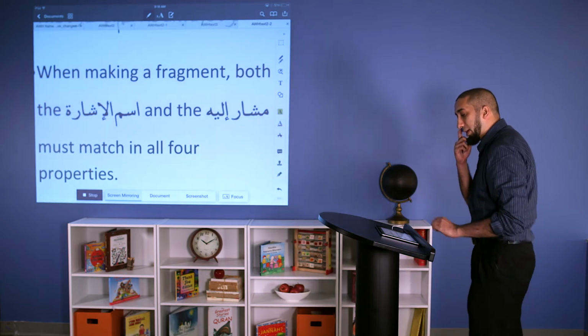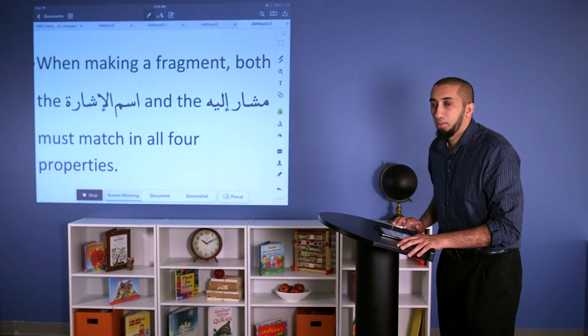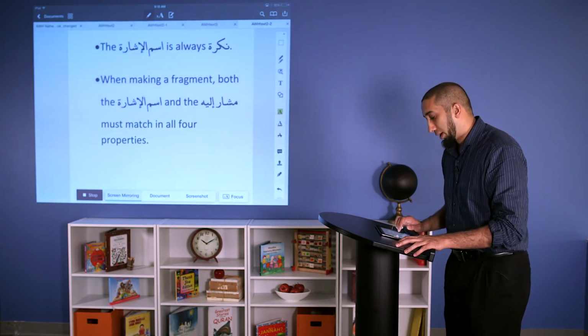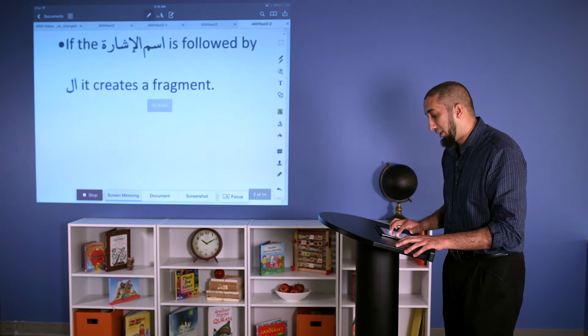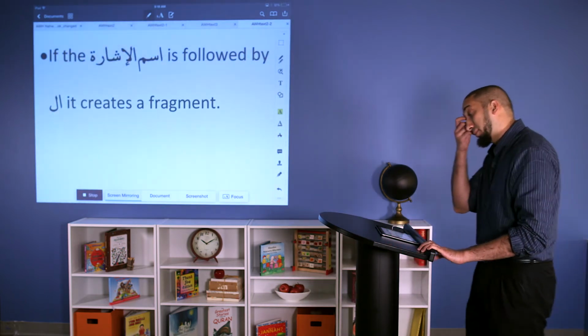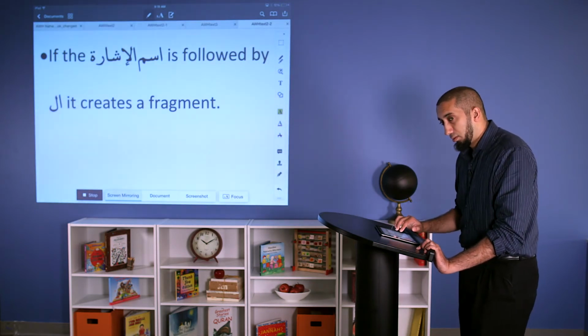When making a fragment, both ismul ishara and musharun ilayh must match in all four properties. True. They all must match in four properties. They're just like mawsuf sifa, actually, even though they're not the same meaning as mawsuf sifa. If the ismul ishara is followed by al, it creates a fragment. Yes, true.